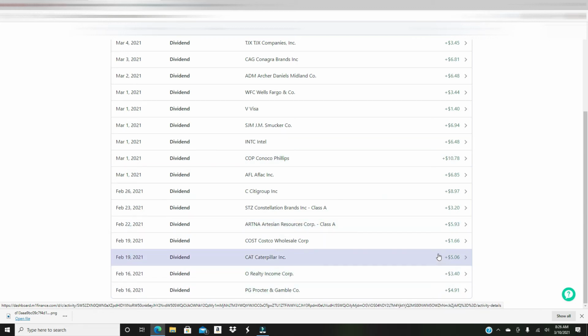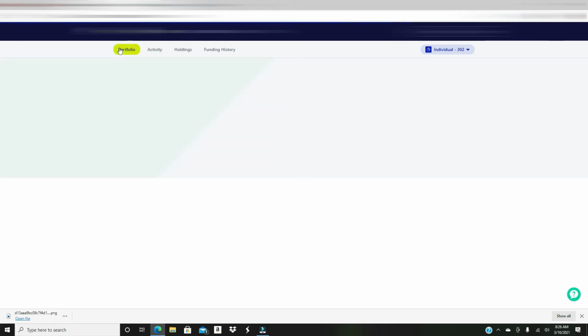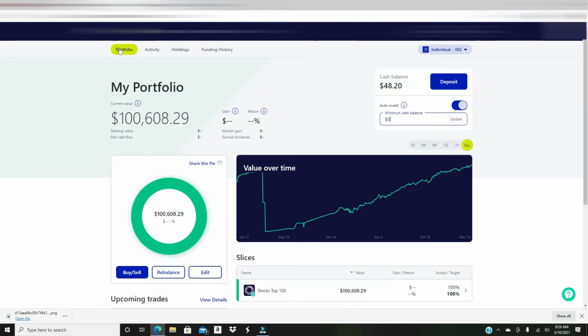So this is just all these dividends. And since you can do fractional shares with M1 Finance, you get fractional dividends. It's not like you have to buy the whole share of stock to actually get credit for it. You can just buy a little bit, but as long as you own it by the ex dividend date, you'll get that dividend.